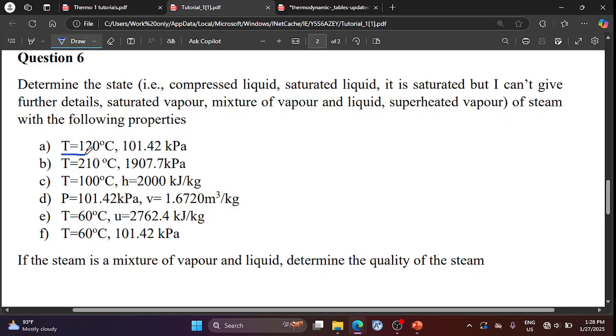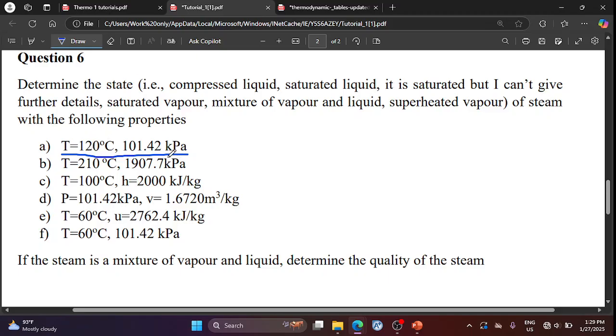So we have T at 120 degrees Celsius and a pressure of 101.4 kilopascal. For these things, you would need at least two properties to be able to determine every other property. So when you have a pure substance, and you are considering its phases as well, you just need two properties to determine everything else you need.